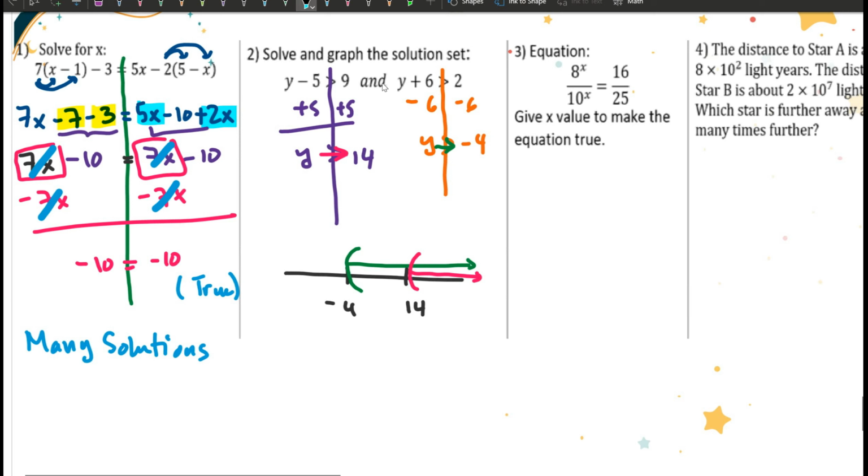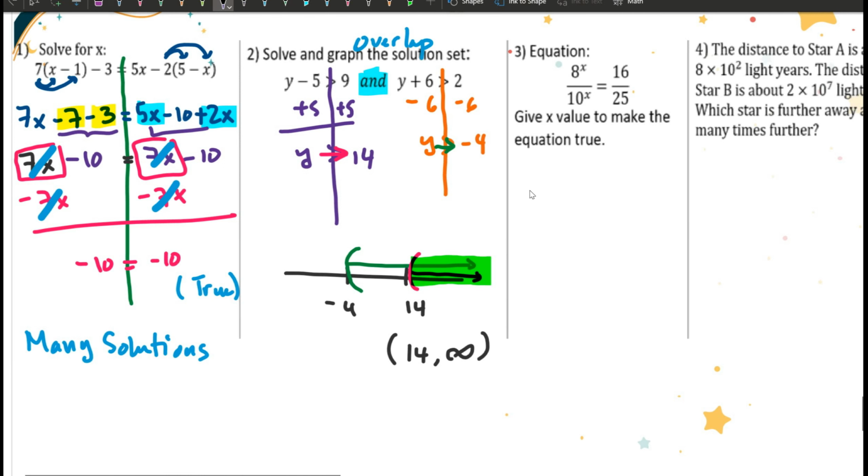So the problem that we are working with is an "and" problem, which means that you're going to find the overlap. So where do they overlap? They overlap from 14 on, right? Any number greater than -4 is an answer. Any number bigger than 14 is an answer. So they overlap at 14. Your answer will be 14 to positive infinity. And that's it.